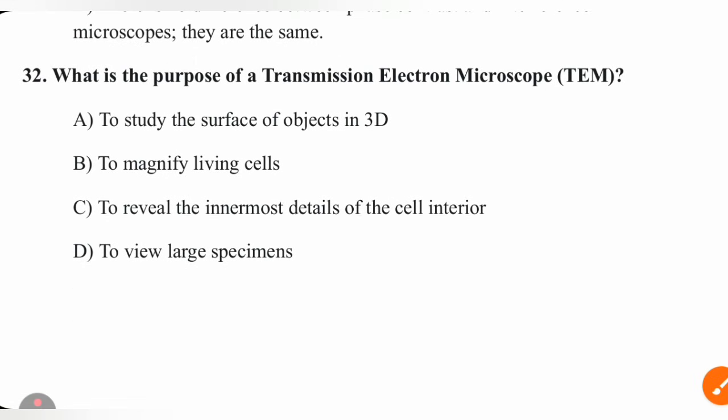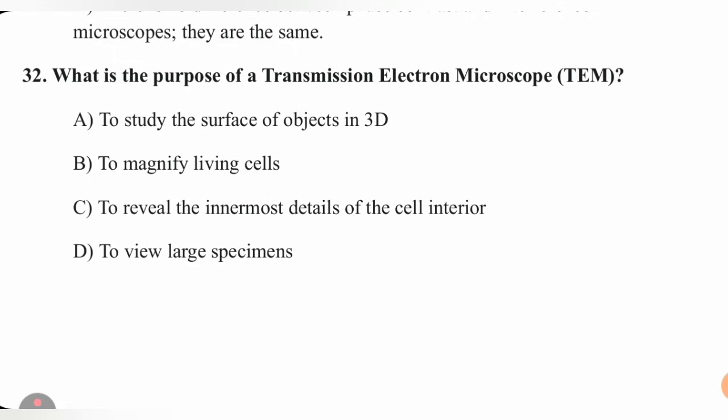The last question, but not the least one: what is the purpose of a transmission electron microscope? A. To study the surface of object in 3D. B. To magnify living cells. C. To reveal the innermost detail of the cell interior. D. To view large specimens.